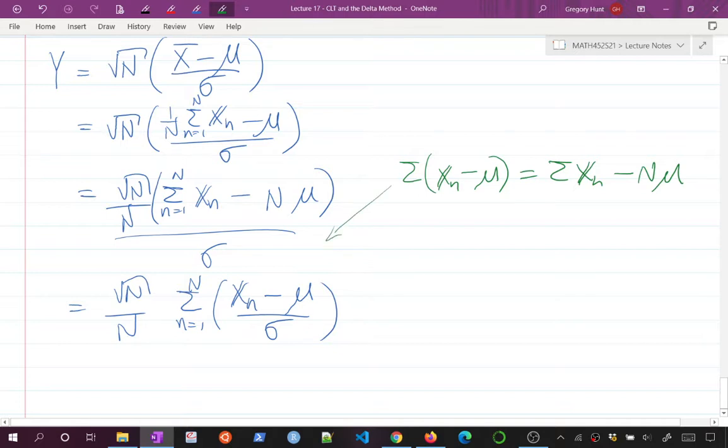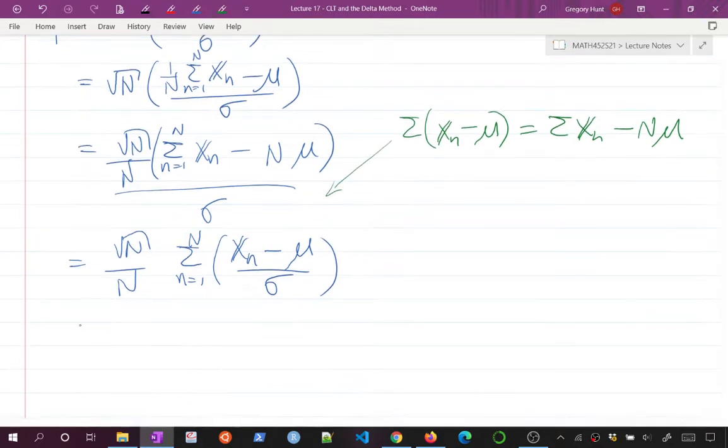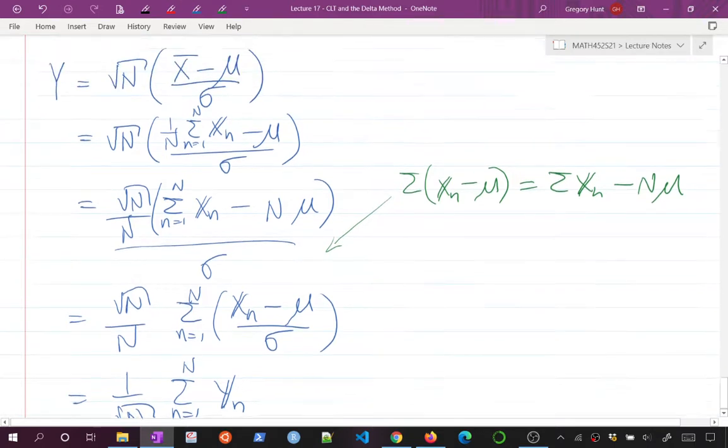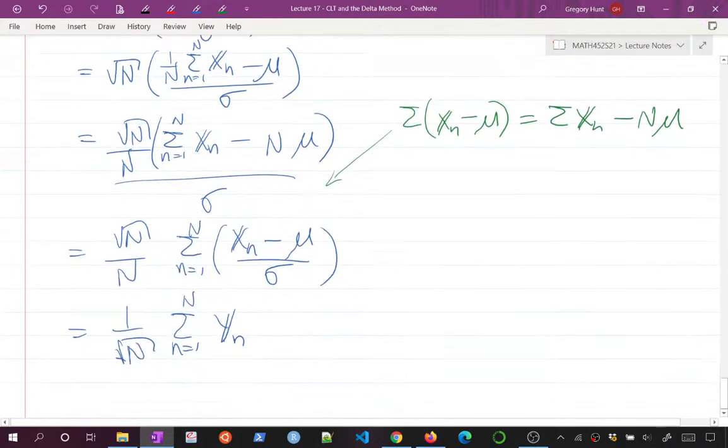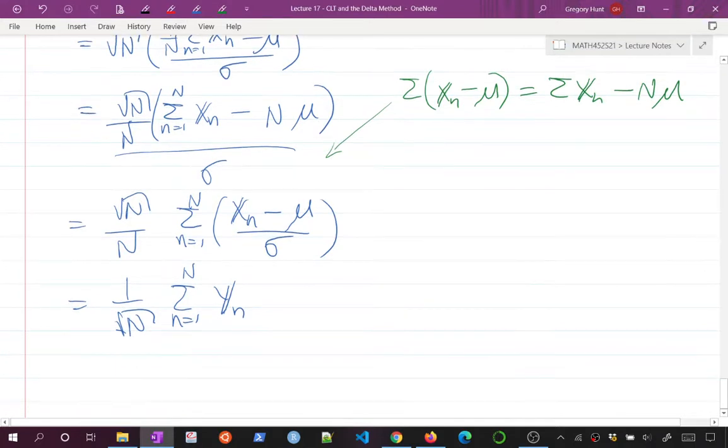So that's what that step is. But what you can see when I do that is, first of all, I can simplify root n over n to 1 over root n. And I can simplify this sum as the sum of my y_n's. So here, now we get 1 over root n times the sum of my y_n's. So all I've done is basically convert it to a standardized scale. You could alternatively prove this and just assume, without loss of generality, that the x's have mean 0 and variance 1, but it's not too consequential. And so we have this 1 over root n times the sum of my standardized x's.